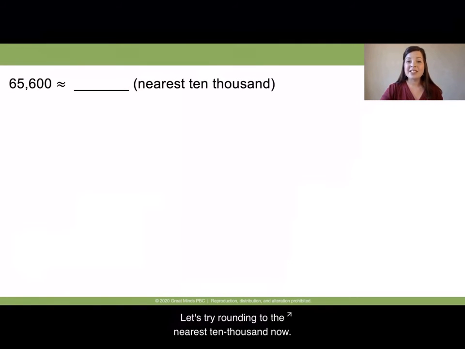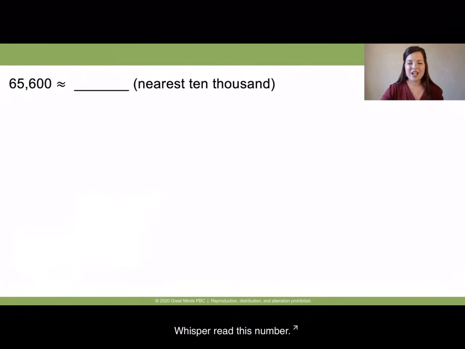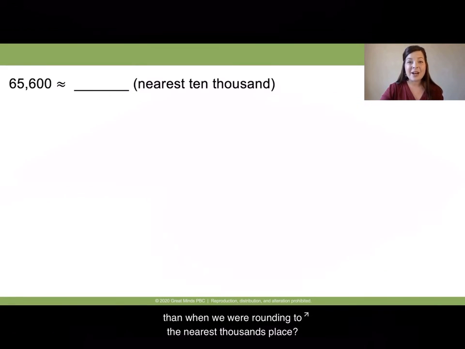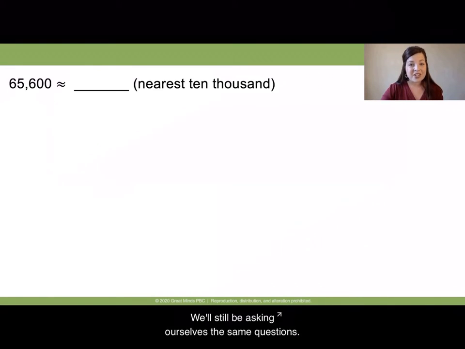Let's try rounding to the nearest 10,000 now. Whisper read this number. Let's round 65,600 to the nearest 10,000. Now that we're rounding to the nearest 10,000, will our thinking process be the same or different than when we were rounding to the nearest thousands place? Our thinking process will be the same. We'll still be asking ourselves the same questions. We'll just be rounding to a different unit.